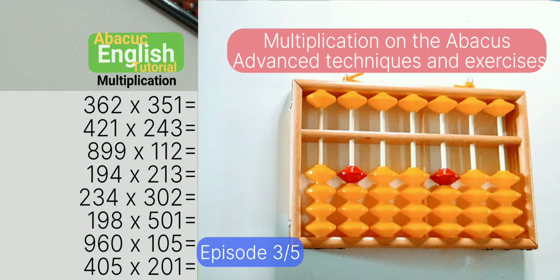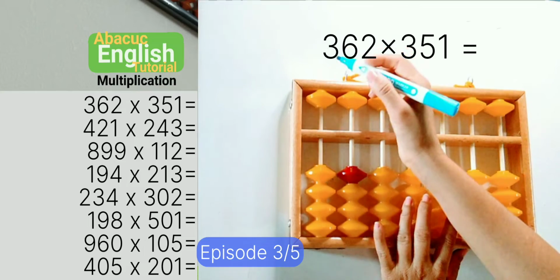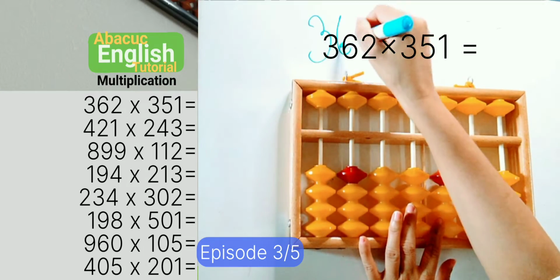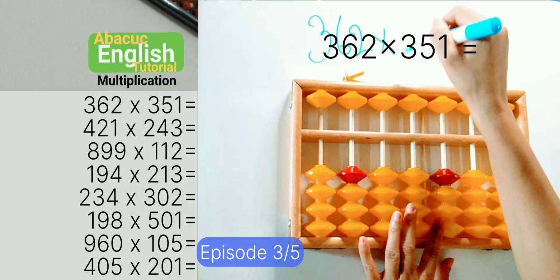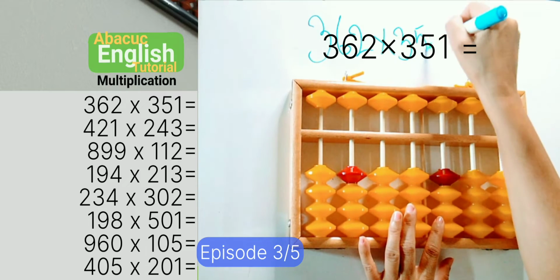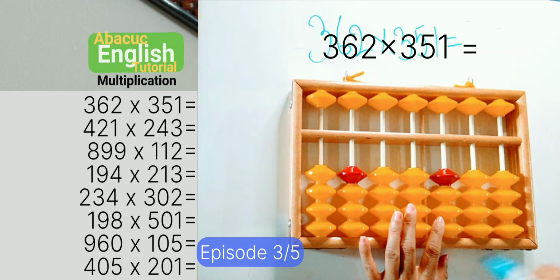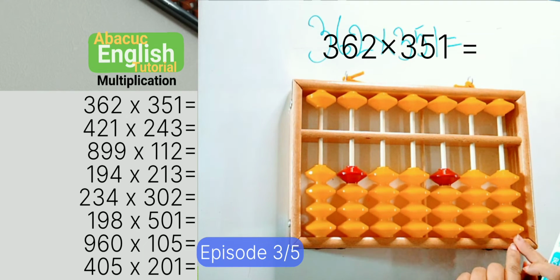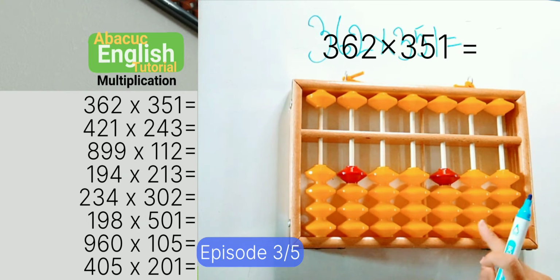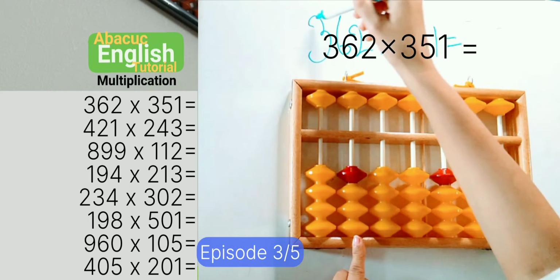Let's go for the first question of today. 362 multiplied by 351. Count all the digits in the question, 6 digits. This is my marked rod, so 1 2 3 4 5 6 and pointed this rod. This is tens positions for your answer. Okay, so start to multiply.